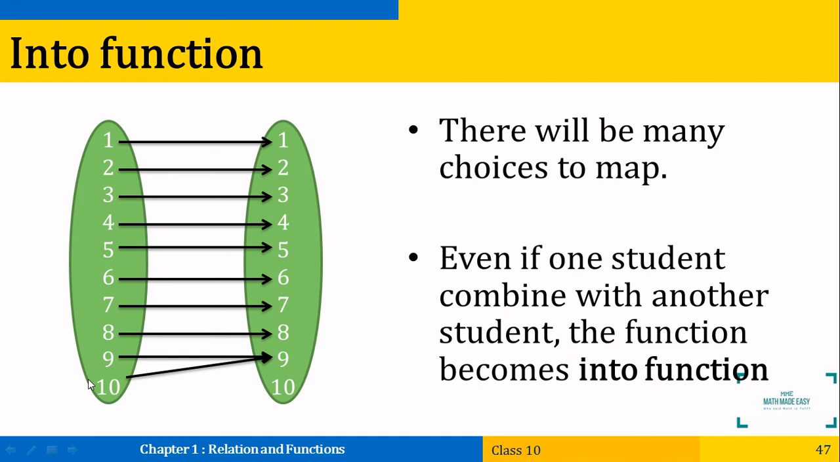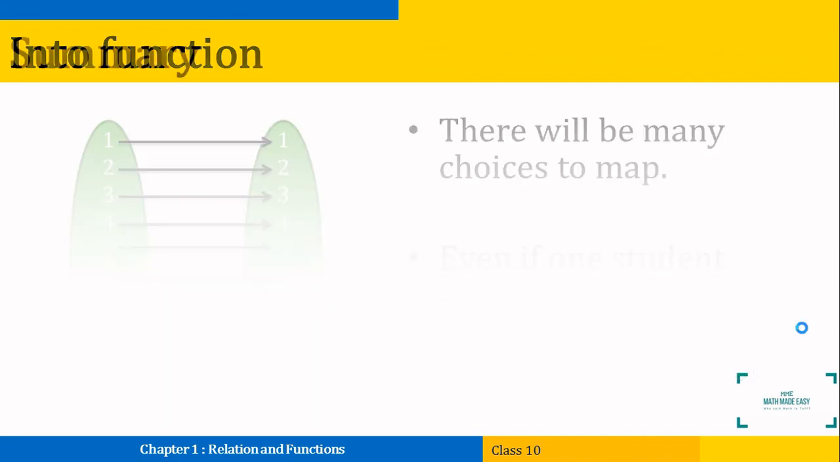1, 2, 3 can be combined to give one project, or each one can give their individual projects as well. But in this situation, roll number 9 and roll number 10 combined to give one assignment, so the number of members in the class is 10, but the number of assignments submitted is 9. So since the range is a subset of the codomain here, the given function is an into function, right. Even if one student combines with another student to give the assignment, the given function becomes an into function, right.